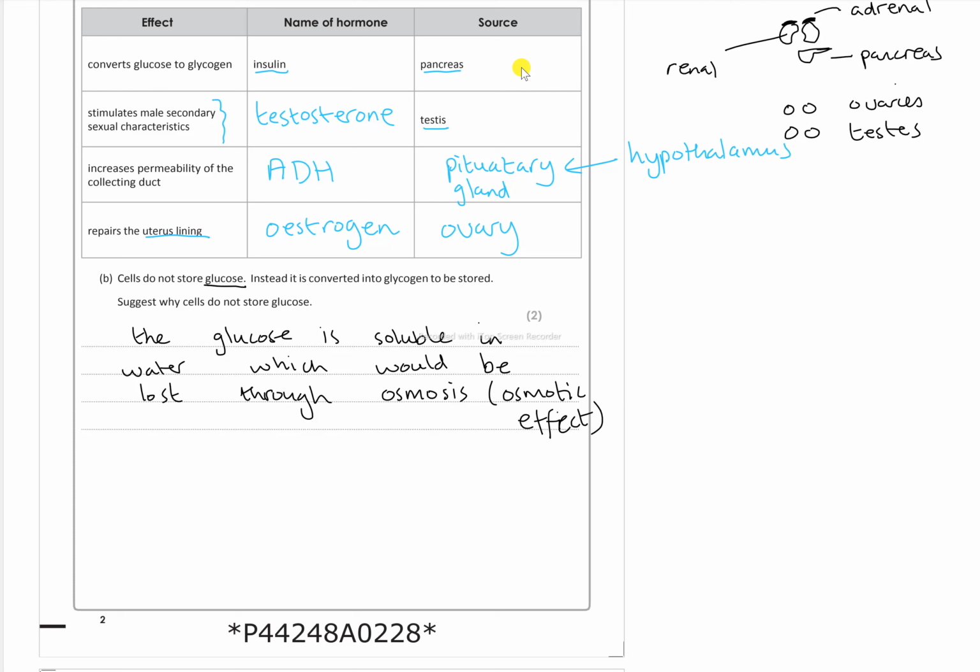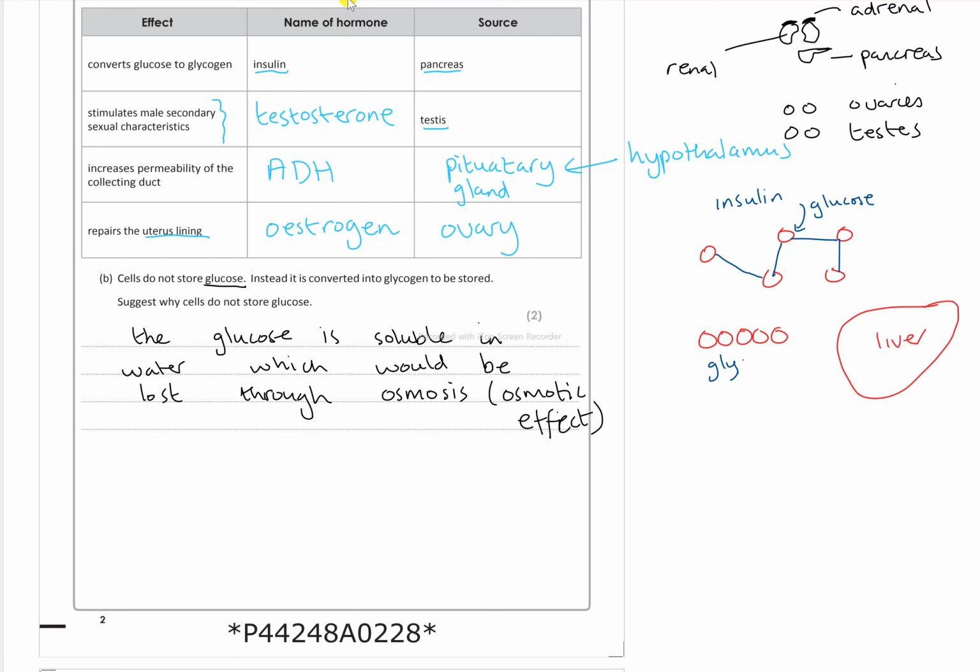This is what happens. You've got glucose in your blood like this. Insulin comes along, joins these up together to become glycogen. Glycogen is then stored in the liver for later on. So insulin has come along, taken glucose in the blood, turned it into glycogen and stored it in the liver for later on.